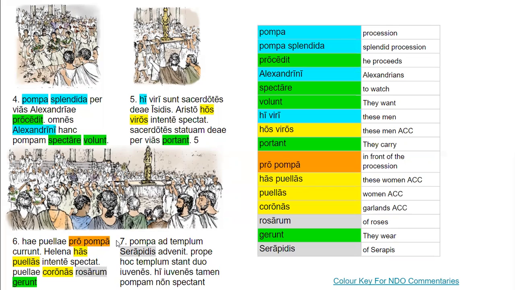And puellae. So the girls are wearing crowns of roses. So puellae is the subject. Gerunt is the verb. Coronas is the accusative plural subject. Yes, subject. Sorry, pardon me. Object. Object, not subject. And rosarum is a genitive plural that's modifying the coronas. And coronas can mean crown or can mean a garland. So it's essentially they had flowers in their hair.